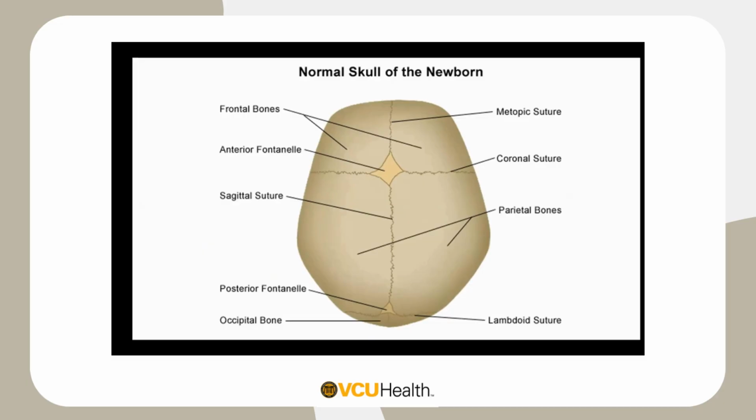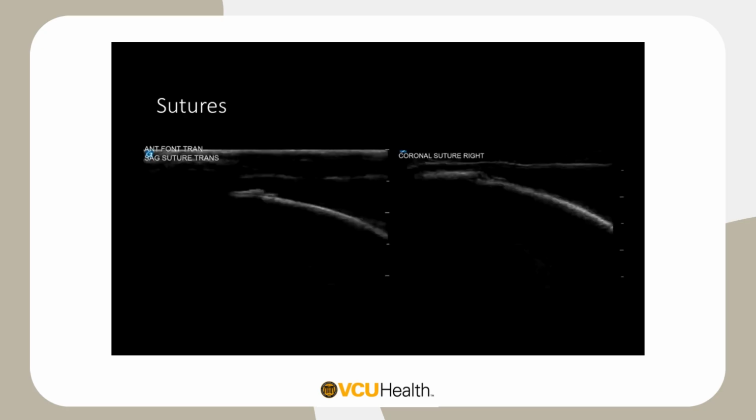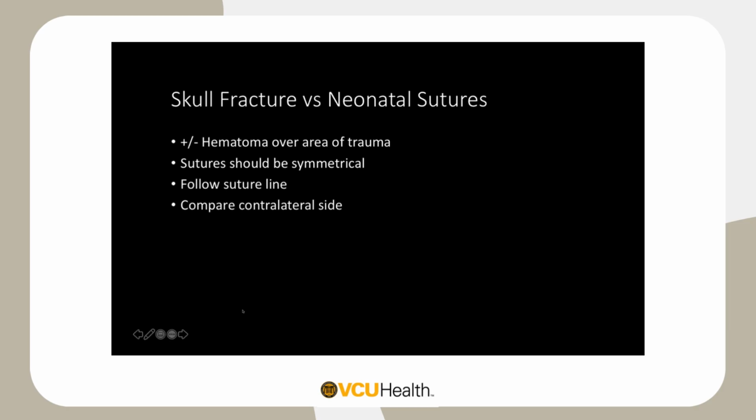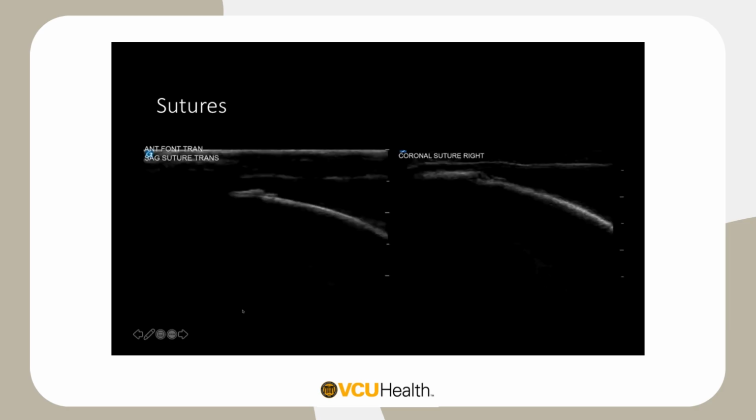For reference, we want to indicate where the anterior fontanelle is and everything else, from the coronal suture lines to the sagittal suture lines. This is an example of what the suture lines look like. They just seem like a little small break within your cranium that you can encounter.